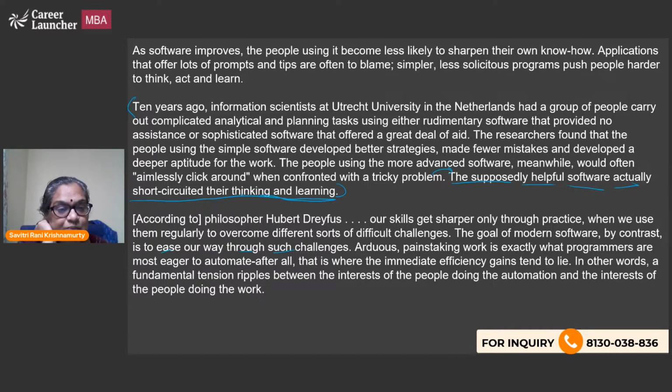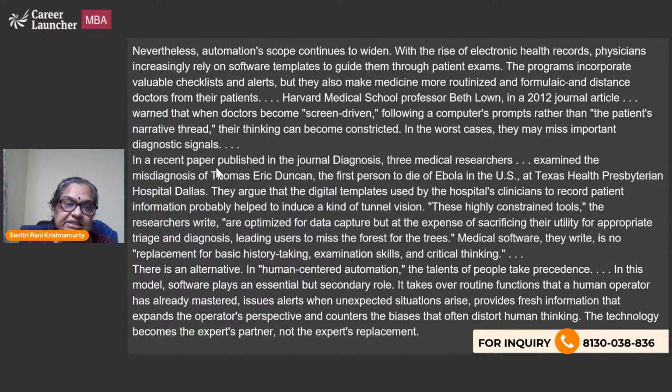That means the helpful software did not make them think or learn, so they totally relied on that software, where they were clicking around, seeing that I can't think, I can't learn. So you tell me the answer to this, which is why they were clicking around aimlessly. The answer is there in the line next to it. Right now, look at the option which says the same thing.